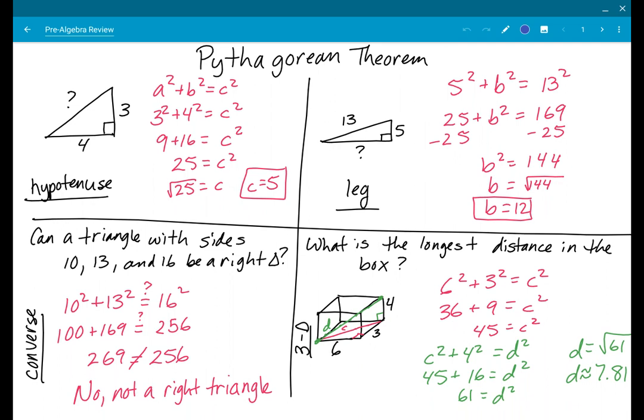So in this case, I've shown you one of the common problems, which is the longest distance in the box. This is the diagonal from the lower left corner to the upper right corner in the back. So it goes across all 3 dimensions. In this case, we do 2 triangles in a row, the pink triangle on the bottom of the box, and then the green triangle that kind of slices diagonally through the middle of the box.